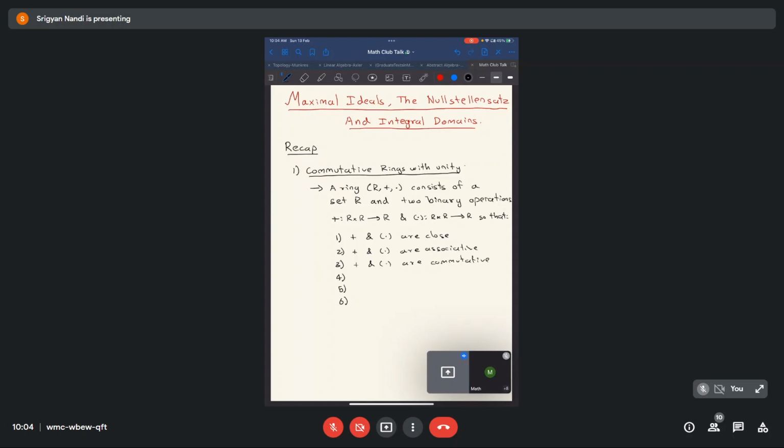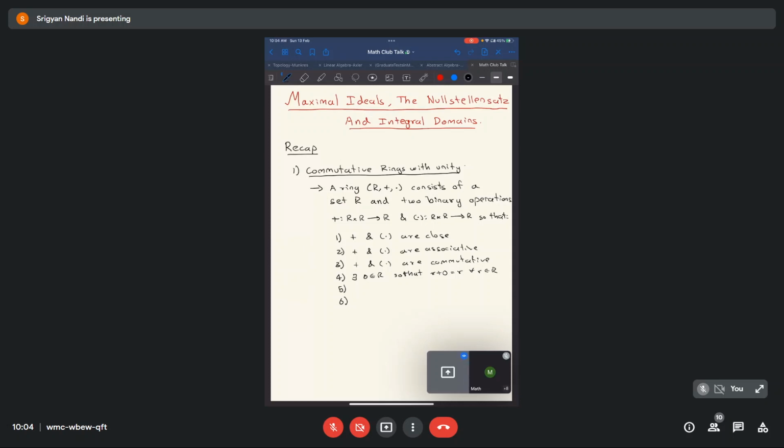In a general ring, it's not necessary that the product is commutative, but for this whole talk, the assumption will be that the rings we are dealing with are commutative rings that have a unity. So the product is a commutative binary operation. Next, there exists a zero element in our ring such that it is the identity for addition. That is, r plus 0 is equal to r for all r belonging to R.